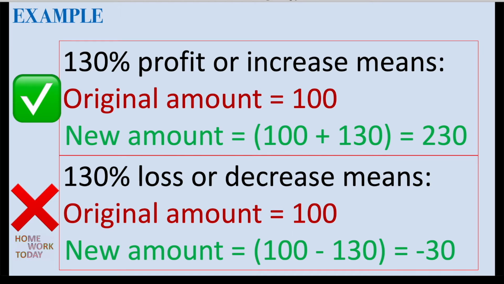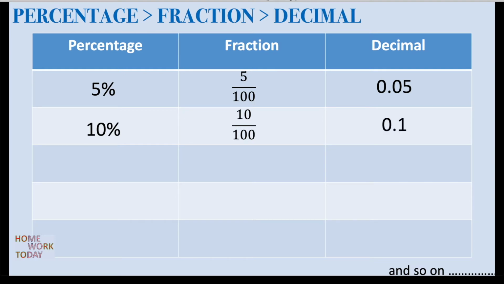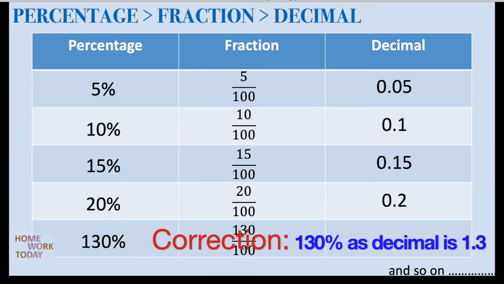Now let's write some numbers as percentage to fraction and then decimal. So 5% as a fraction is 5 over 100 and decimal is 0.05. 10% as a fraction is 10 over 100 and decimal is 0.1. 15% is 15 over 100 and decimal is 0.15. 20% is 20 over 100 and decimal is 0.2. And 130% is 130 over 100 and decimal is 1.3.